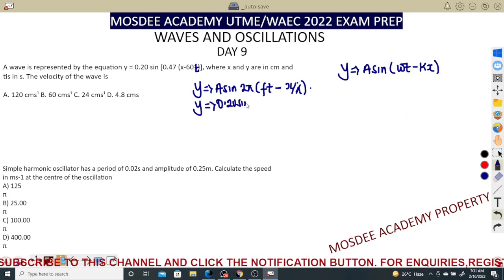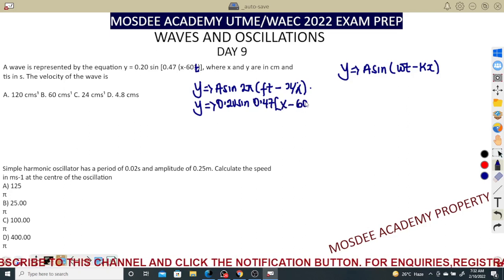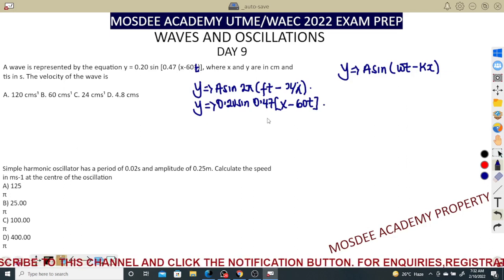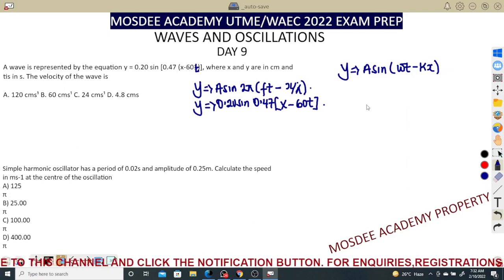0.20 sine, you have 2 pi here, it is 0.47, open bracket, x minus 60t. So like I said, I am not the one that actually did this, so there may be a typo error, but all the same, you go for symmetry. For example, you can say ft equals 60t, fine. Then you have ft equals x over lambda. You are just relating by symmetry.